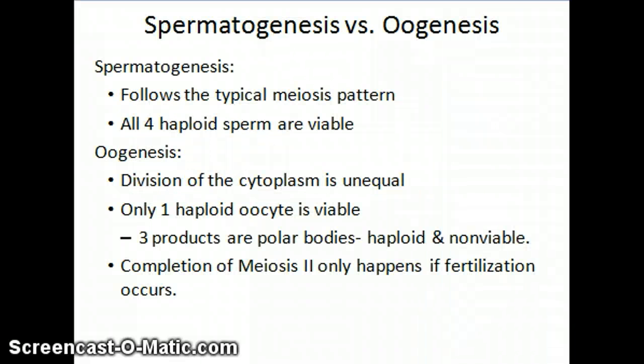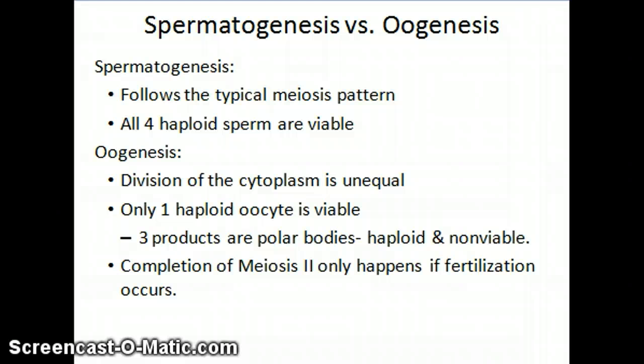The process of meiosis happens slightly differently in males than it does in females. So in males, spermatogenesis follows this typical pattern where we get 4 final products. Each are haploid, and they are all viable. So all 4 haploid sperm are viable.